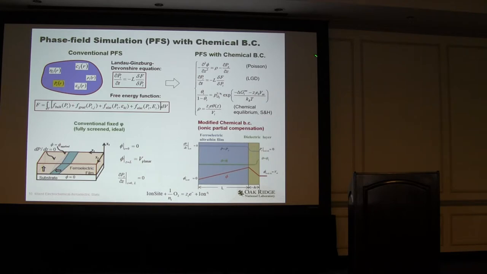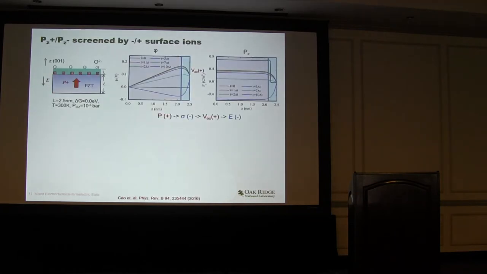So we solved coupled Poisson and Landau-Ginzburg equations, using the chemical equilibrium based on the SH model to determine the surface charge by solving these equations together. We can model and determine the effect of the chemical boundary conditions and surface charge layer on the ferroelectricity.